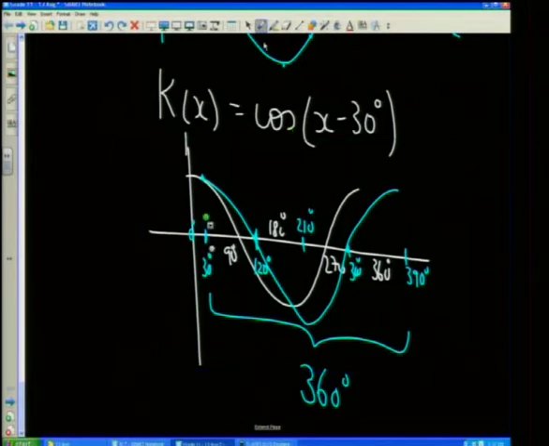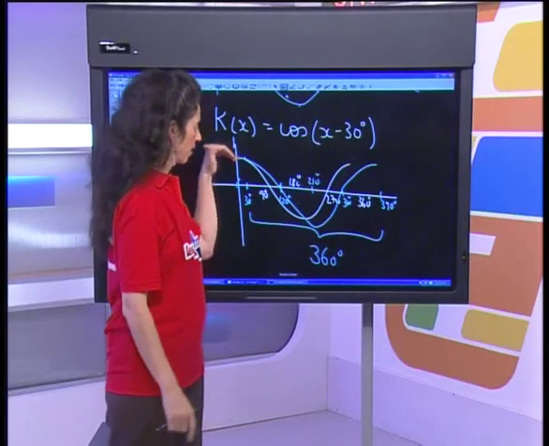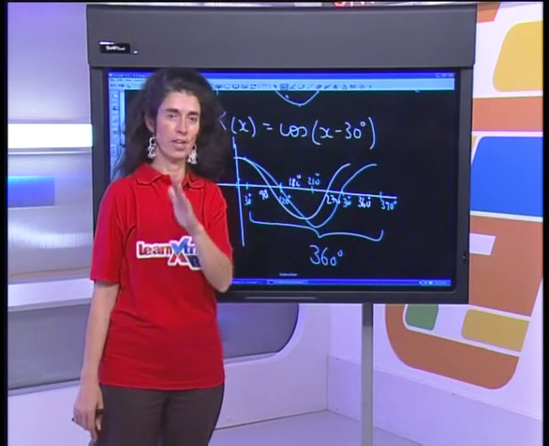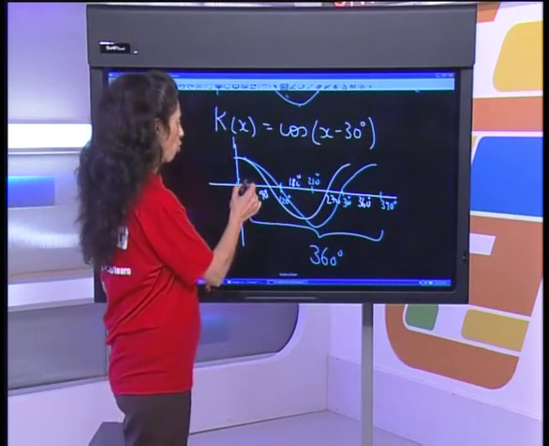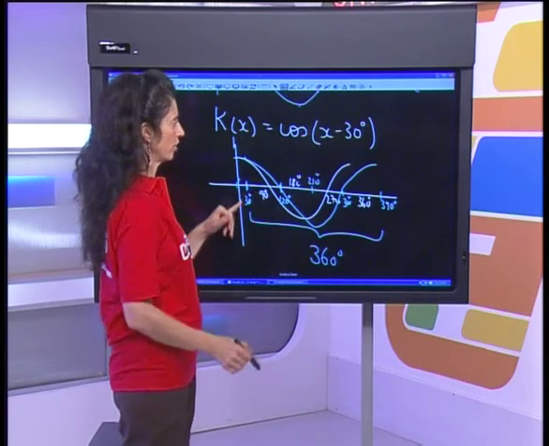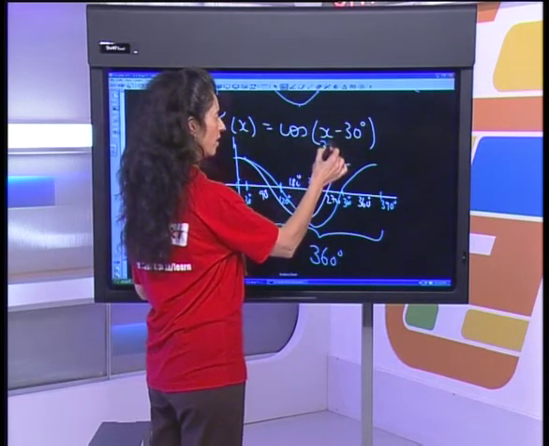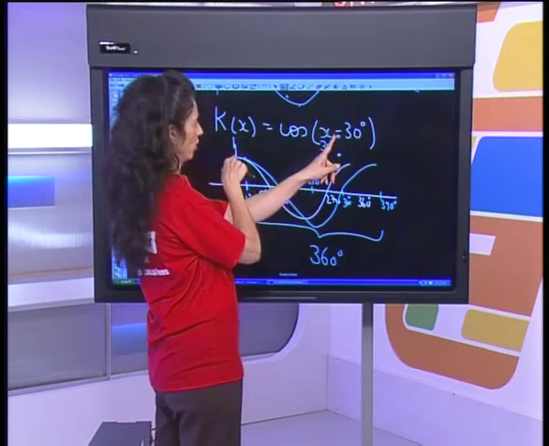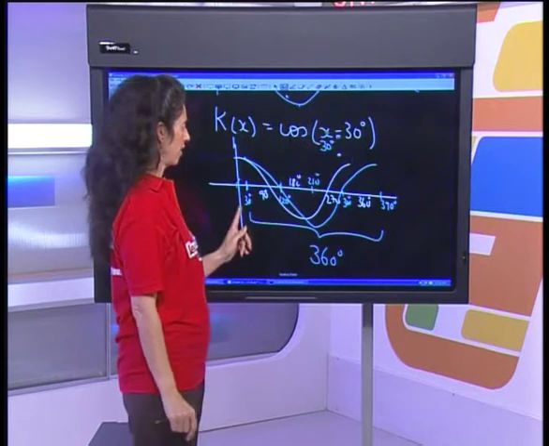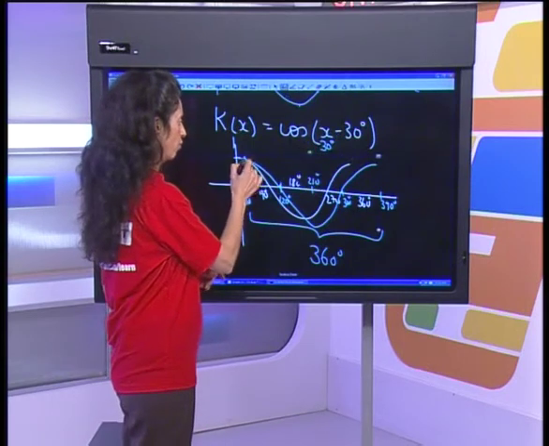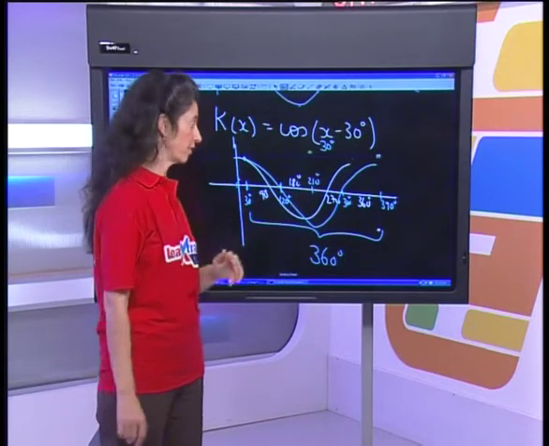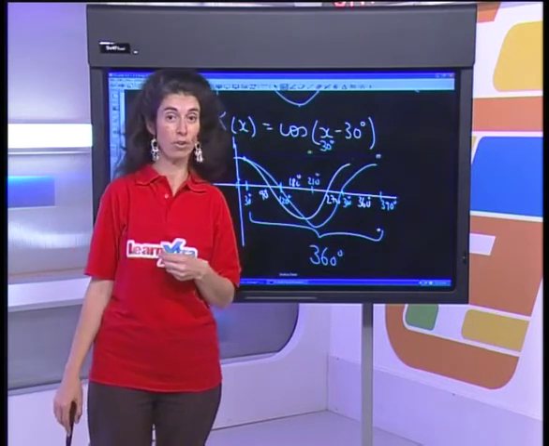So my quadrant angles are 30 degrees later, 30 degrees later, 30 degrees later. And a nice way of plotting that shift is to establish where the zero is starting. Well, the zero would be at 30 degrees, because 30 minus 30 would give me a naught. So cos of naught is 1. So at 30, it's now giving me a 1. So if you know that, then you can take every quadrant angle and just add on 30 degrees. That's one way of doing it, if you had the parent graph.